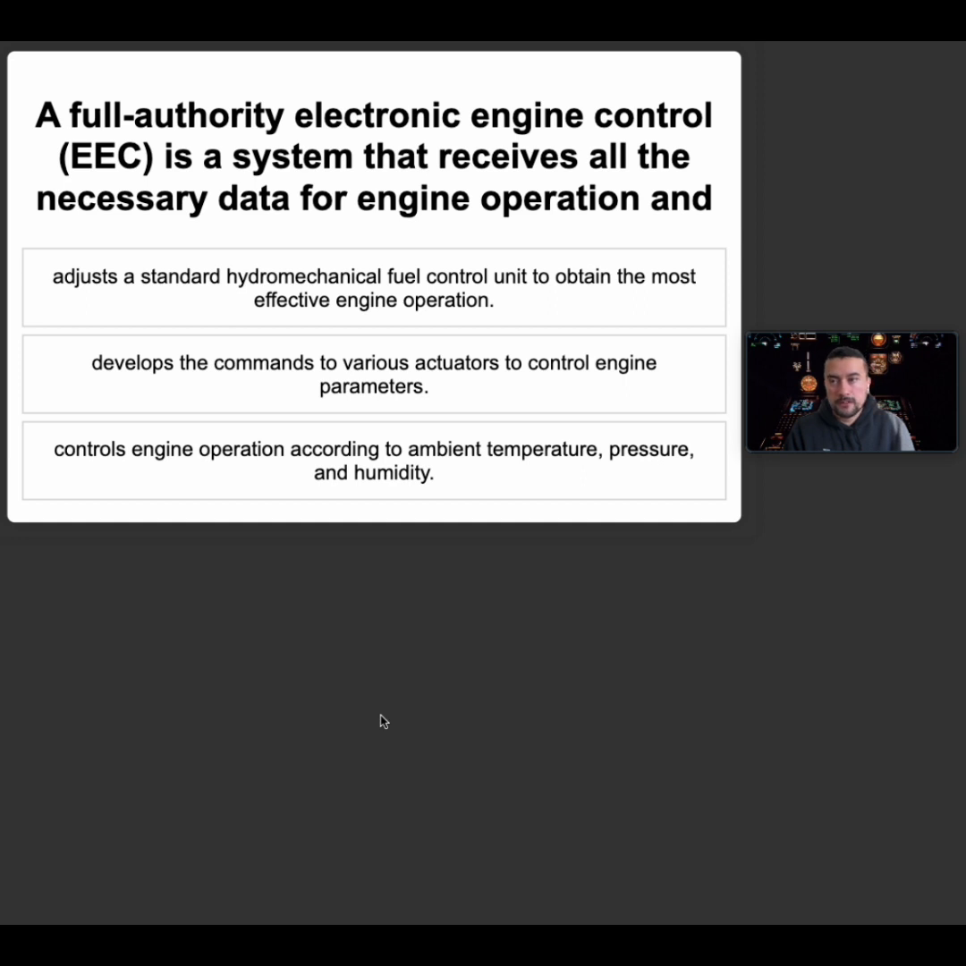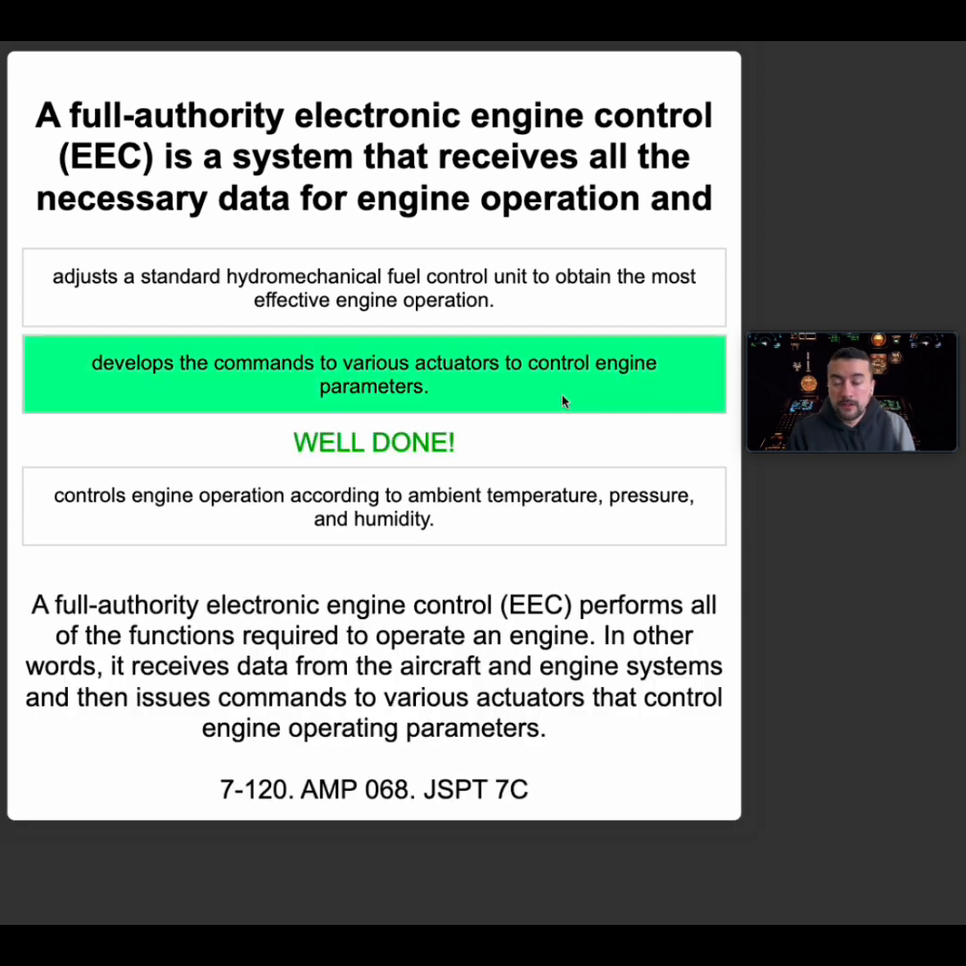A Full Authority Electronic Engine Control (EEC) is a system that receives all the necessary data for engine operation and adjusts the standard hydromechanical fuel control unit to obtain the most effective engine operation. I should say that yes, develops the commands to various actuators to control engine parameters. Yes, controls engine operation according to ambient temperature, pressure, and humidity. What makes more sense? I don't know. Who knows? Adjusts the standard hydromechanical fuel control unit to obtain the most effective engine operation. I would say this one. Why? I don't know. I was lucky.